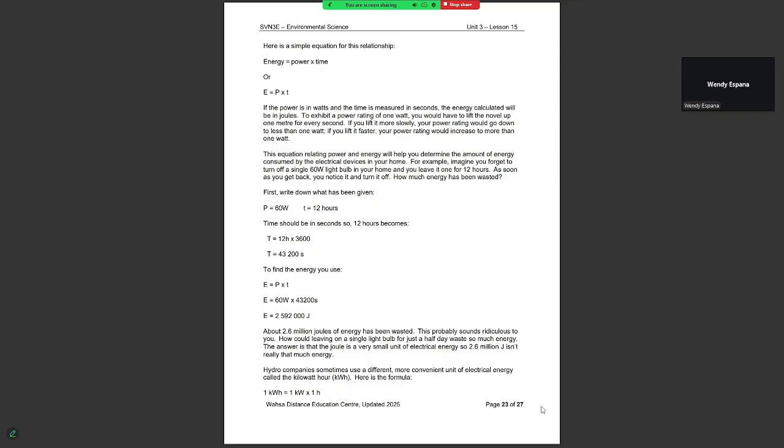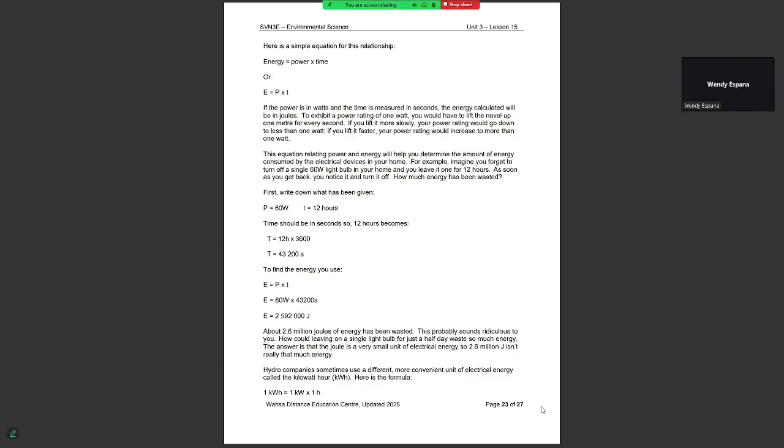So there's our little formula: E equals P times T. If the power is in watts, which is joules per second, and time is measured in seconds, then the energy when we multiply those two is going to be measured in joules.